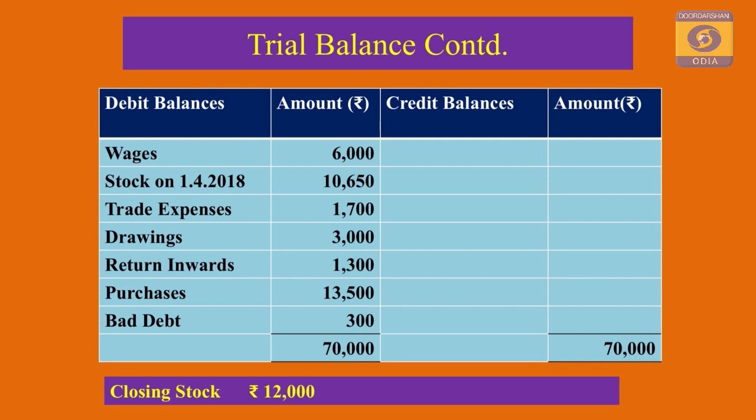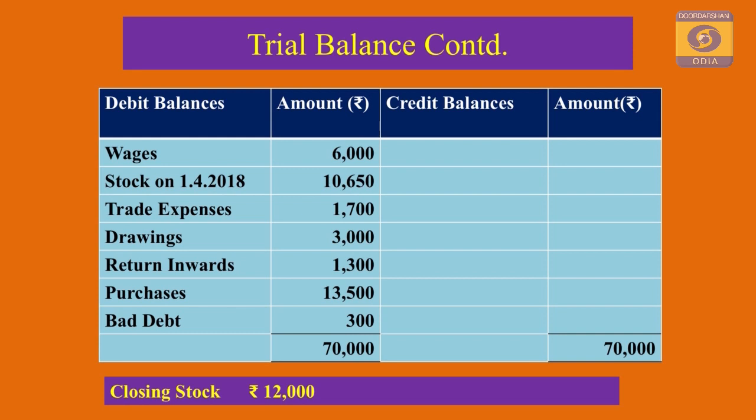Then we have trade expenses 1,700. Next we have drawings, that is 3,000. Next item return inwards 1,300. Then we have purchases, that is 13,500, and bad debt 300. As we can see, the total of the debit balances given to us is 70,000.